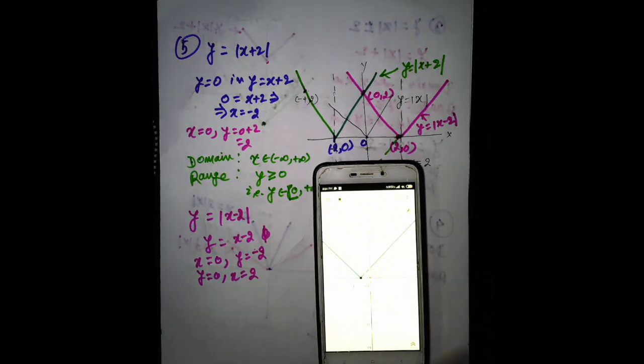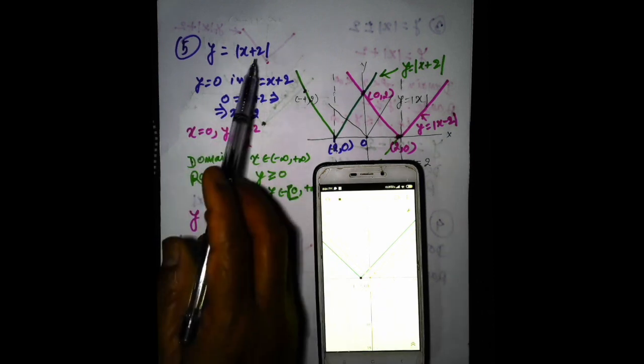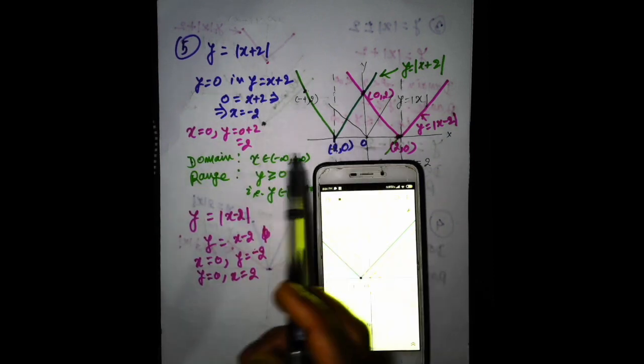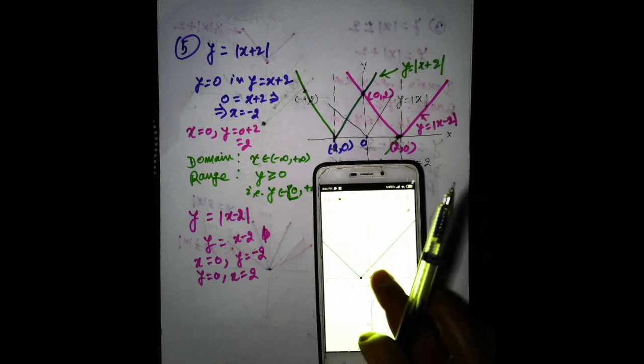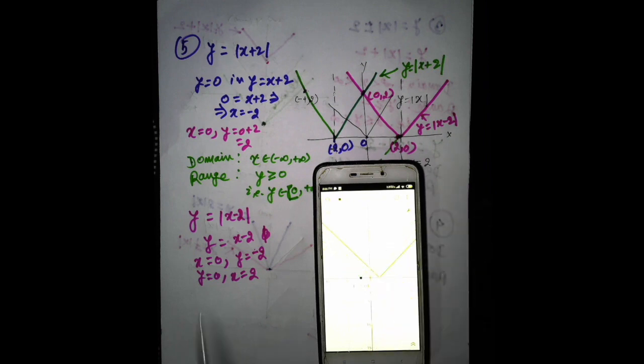So this point, if you see, this coordinate is (−2, 0). That means when we have added 2, the graph has shifted 2 units back from the origin along the negative x-axis. Now if you see this point, which is the vertex of the graph of y equals |x − 2|, as this is minus 2, it has been shifted to the right of 0 along the positive x-axis. So in this way you can draw the graph.